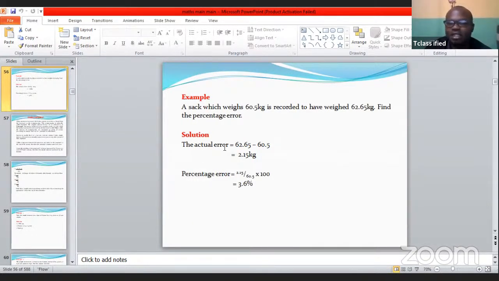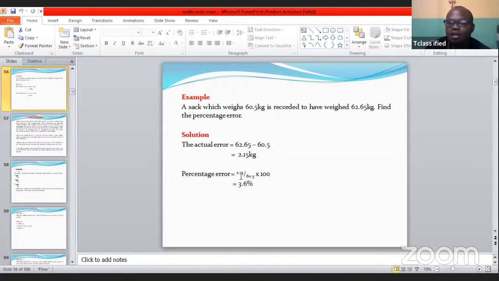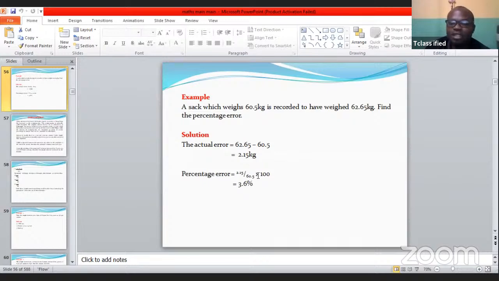So percentage error is simply the error which you get from the bigger minus the smaller all over the actual measurement, which is actual length or actual height or actual weight times 100 over 1. So let's move forward.